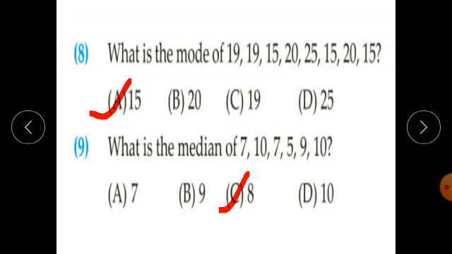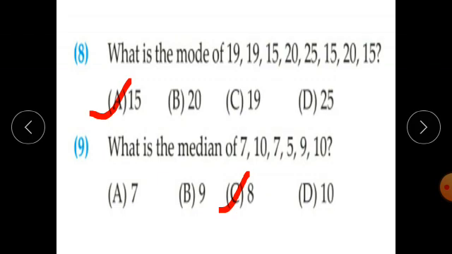Now 9th sub question. What is the median of 7, 10, 7, 5, 9, 10? So students, for finding median, first arrange data in ascending order. That is 5, 7, 7, 9, 10, 10. So here number of observations is 6. That is even. So find out the mean of middle two numbers. That is 7 plus 9 divided by 2. Middle two numbers are 7 and 9.